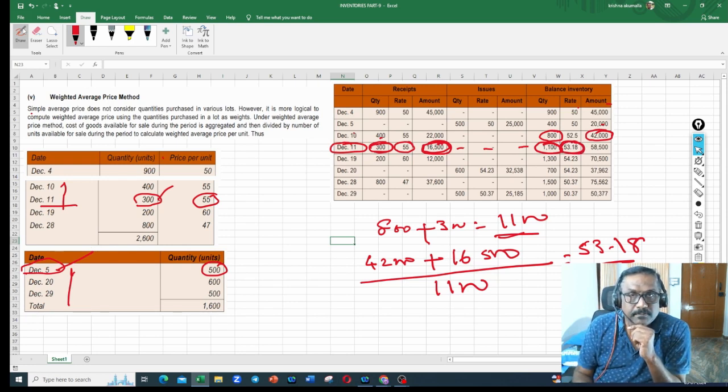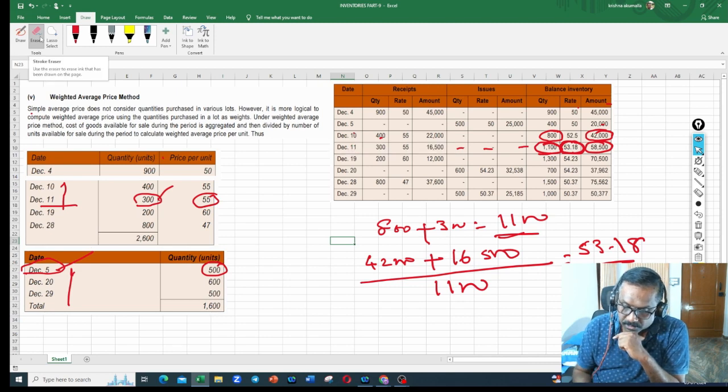Are you clear so far? Next, multiply 1,100 with 53 rupees 18 paisa, you get 58,500. Clear? Right. Now let us move on to the next date. Next, what will happen?